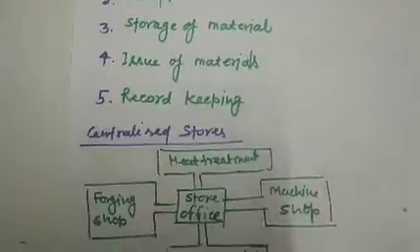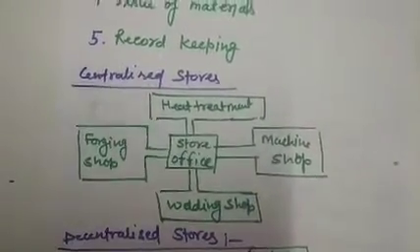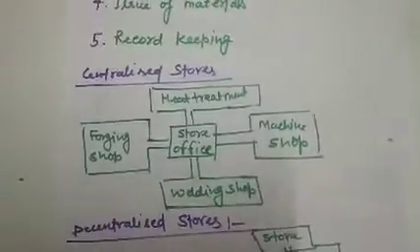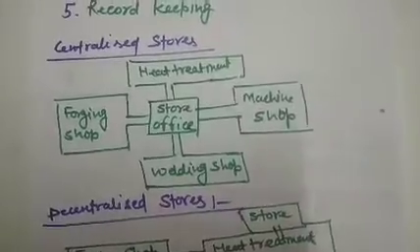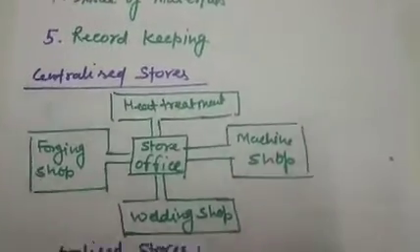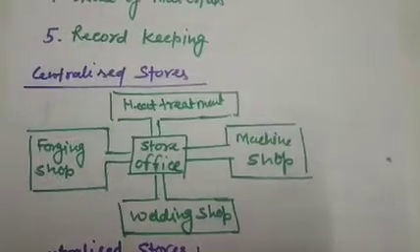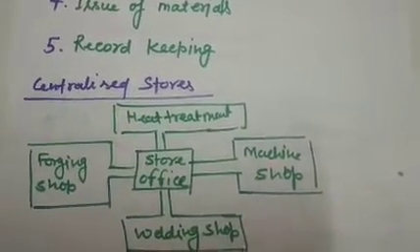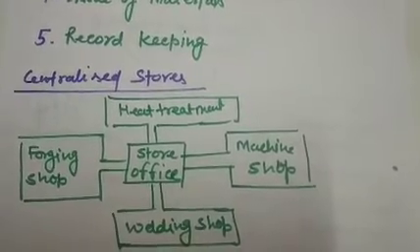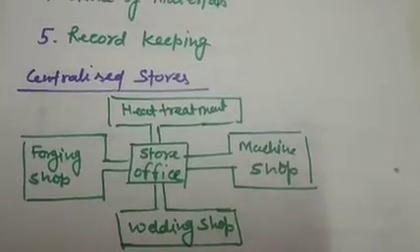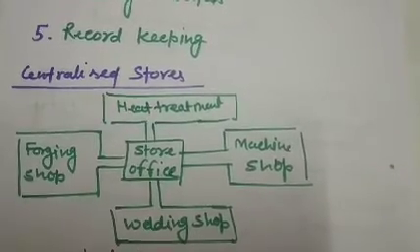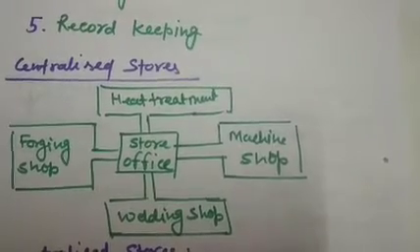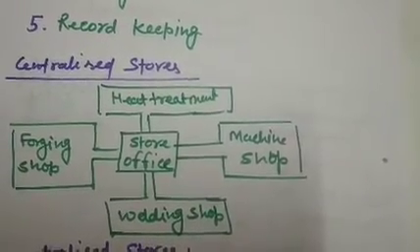Now we will discuss centralized store and decentralized store. Nowadays most of the companies largely adopt these two types of stores. Centralized store means, as is very clear with the block diagram, that each department is closely associated with a central store office, right? If in a machine shop there are four different shops, then if they have a material requirement, they will demand it from a store office, right? There is a central store.